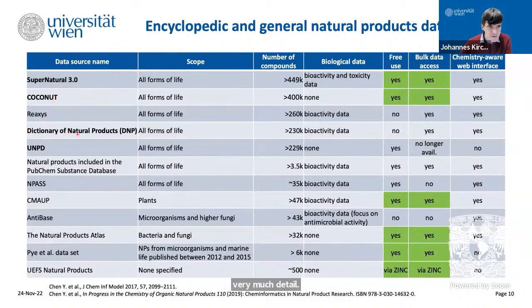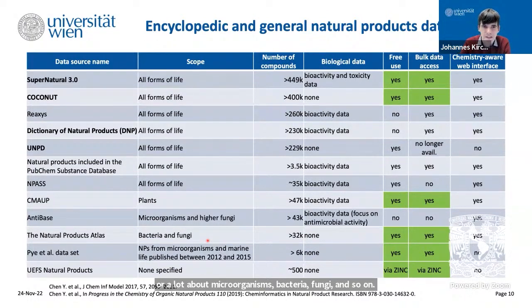Then the dictionary of natural products. This is basically a reference data set that has long been the reference standard, an encyclopedic natural products database. The problem is that the license fees are substantial. The UNPD was interesting for a long time, but it's no longer available, and so on. And there are some smaller databases with 50,000 compounds and so on. They are focused on particular kingdoms, like plants, or microorganisms, bacteria, fungi, and so on.